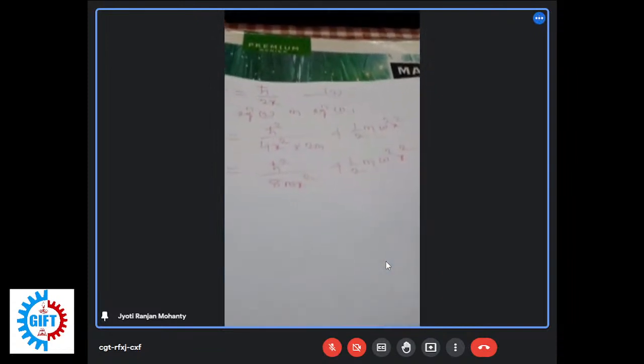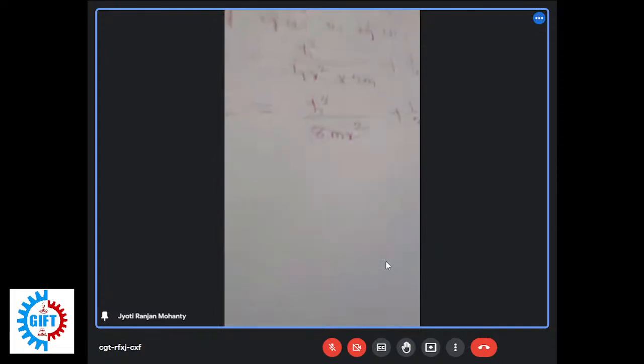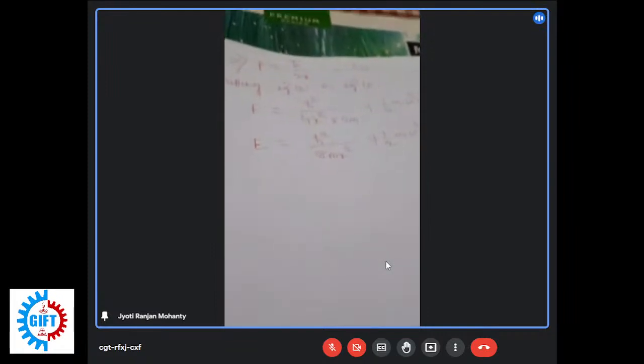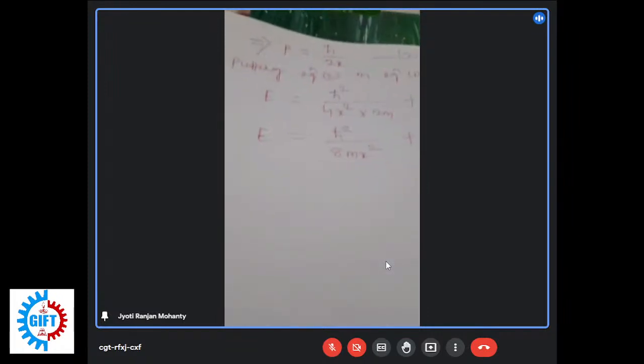So now the total energy reduces to this. This is equation number 3. Everybody, are you writing or not? E is equal to h cross square by 8m x square plus half m omega square x square. Our objective is we have to find the ground state.